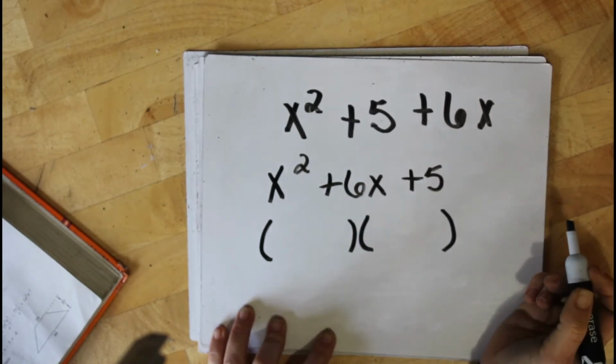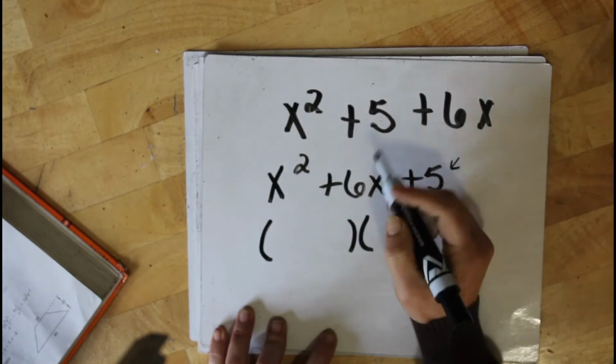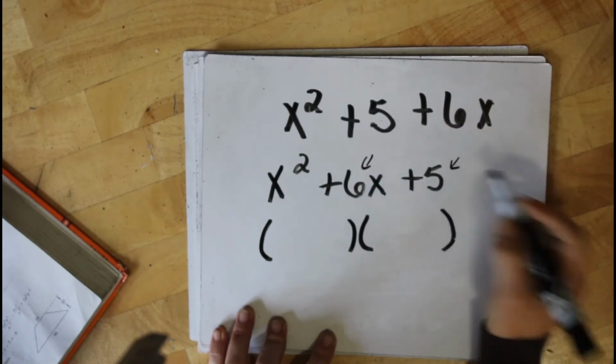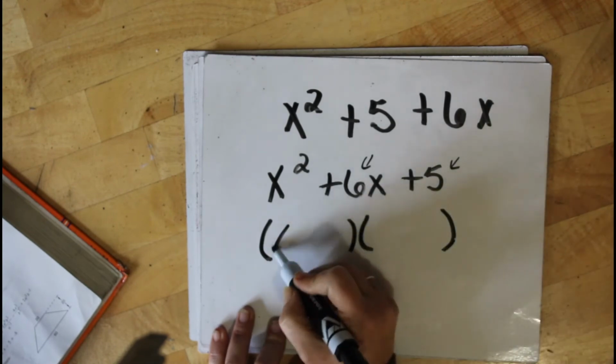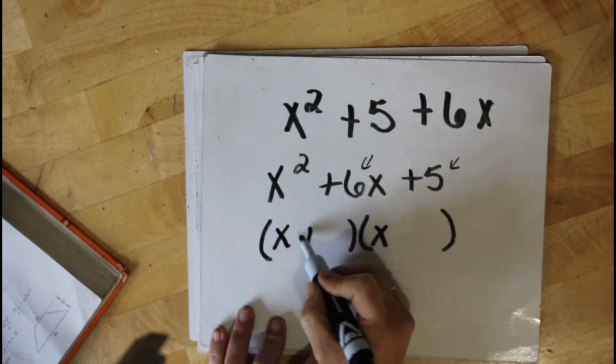Now we need two numbers that when we multiply them, we get 5. When we add them, we get 6. The only factors of 5 are 5 and 1. And if we add 5 plus 1, we're going to get 6. So that one's pretty easy.